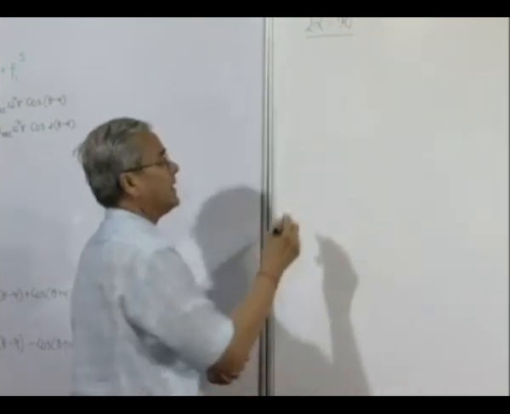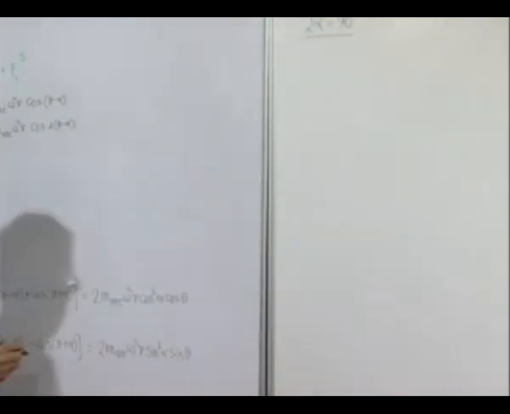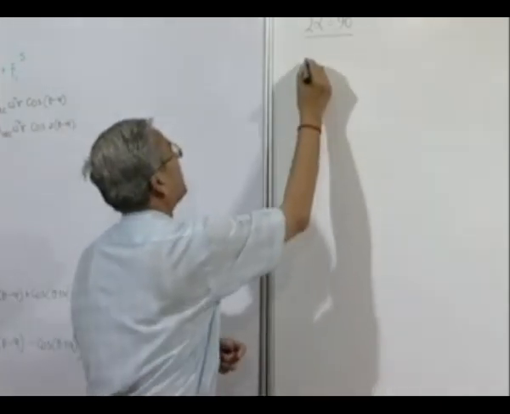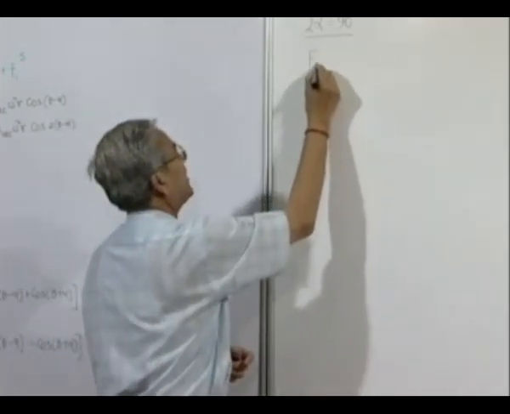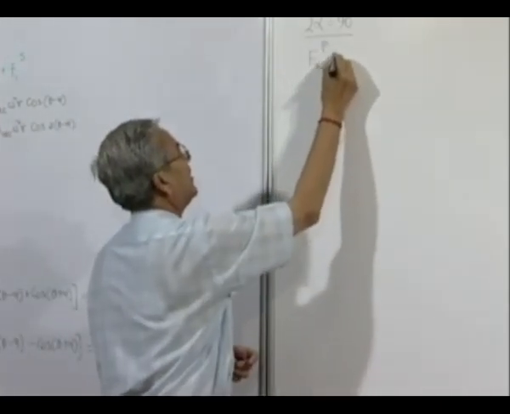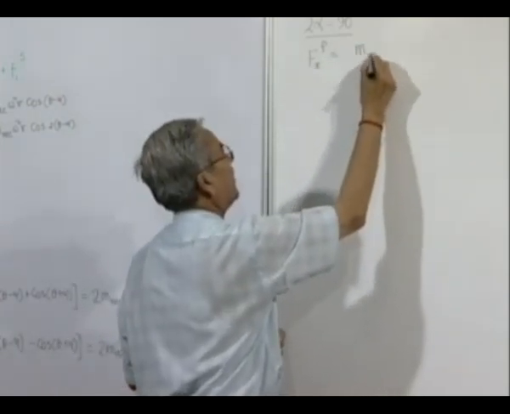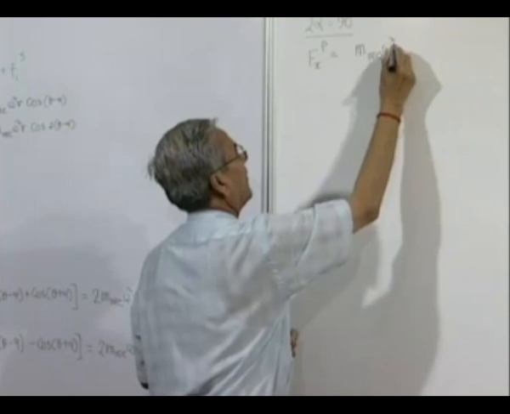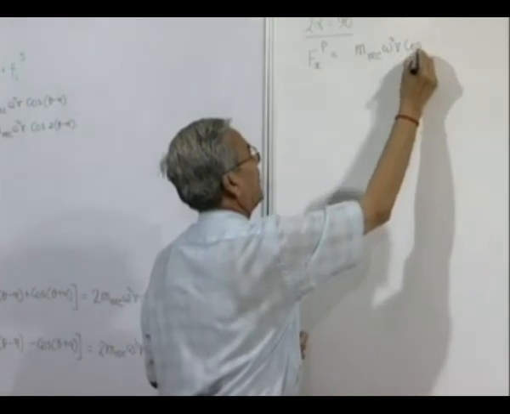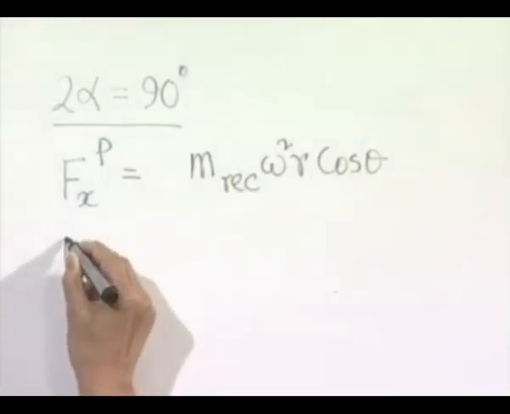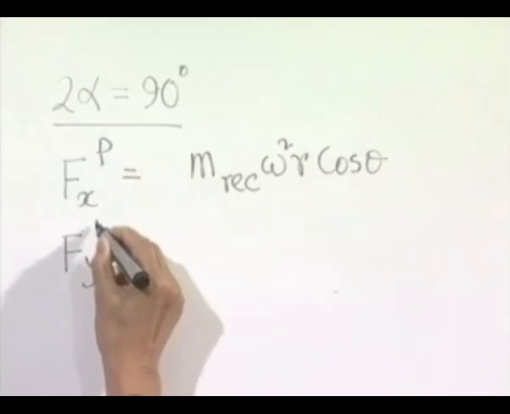So, this is called 90 degree V engine. In that case, what happens? Your F x p is equal to simply, and F y p.